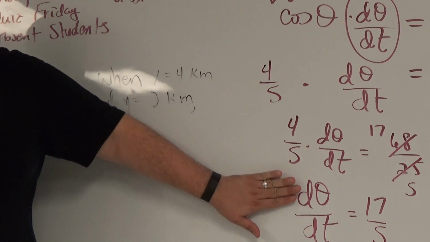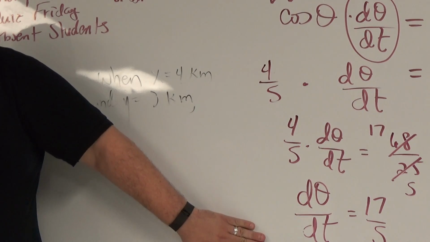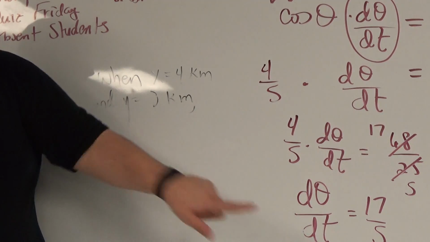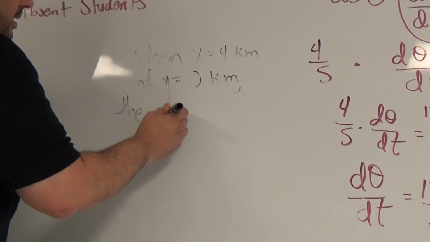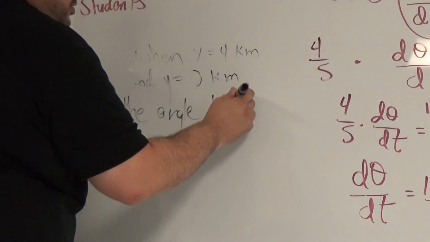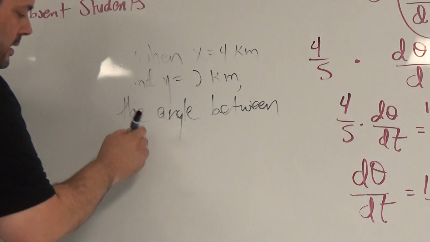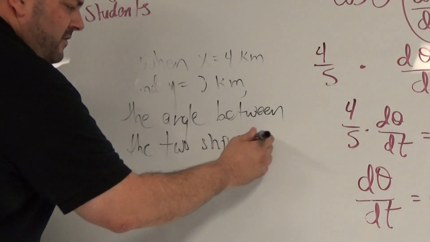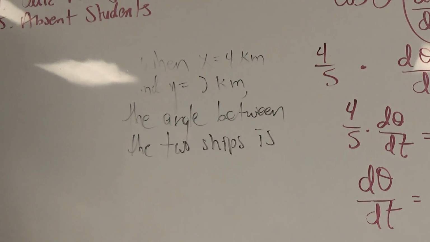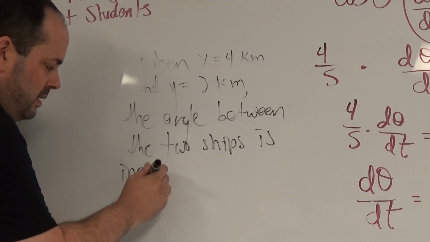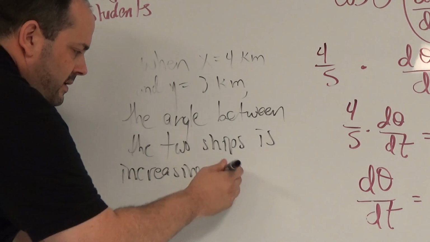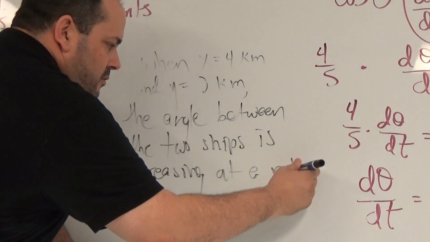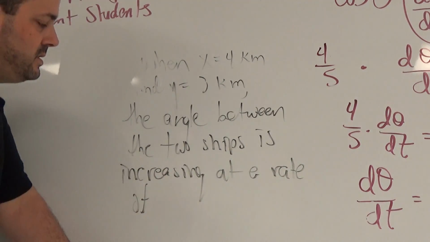I want to be careful. It's not the rate of change of theta that's changing. It is theta that's changing. It's the angle. The angle between the two ships is, don't use the word changing if you can go stronger than that. Increasing. Increasing at a rate of, need the units.